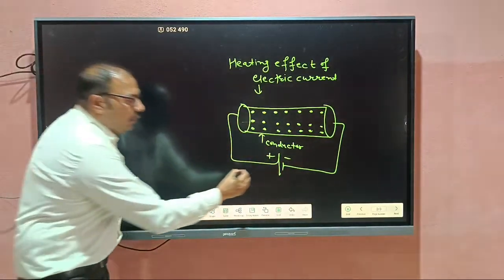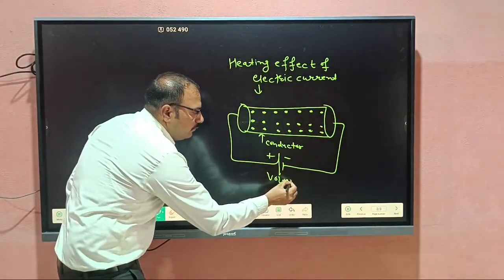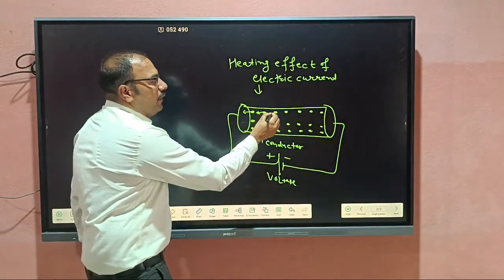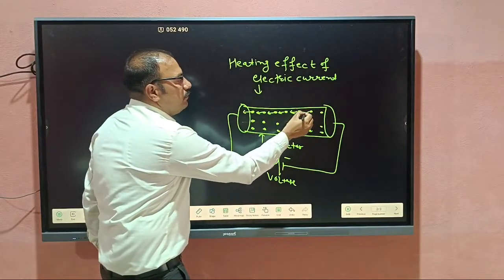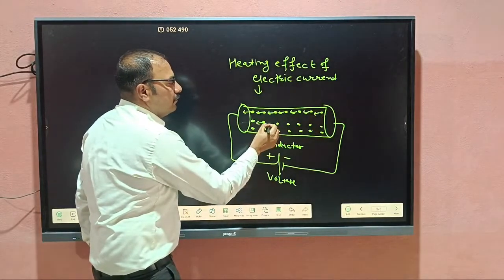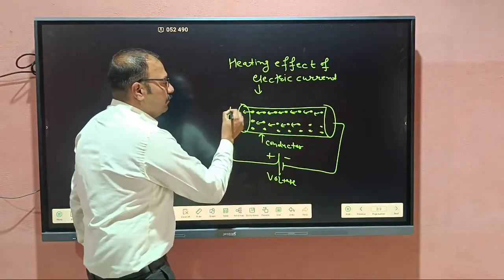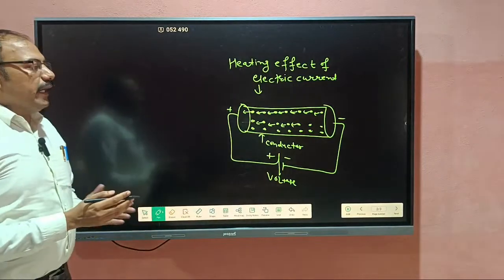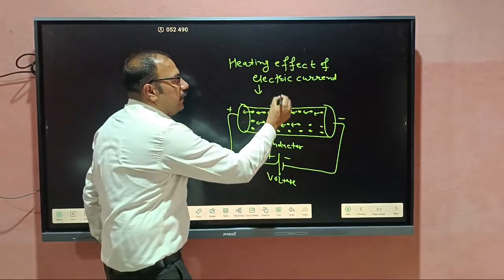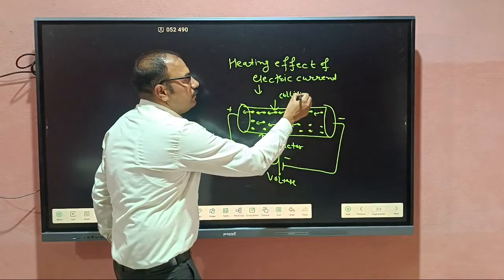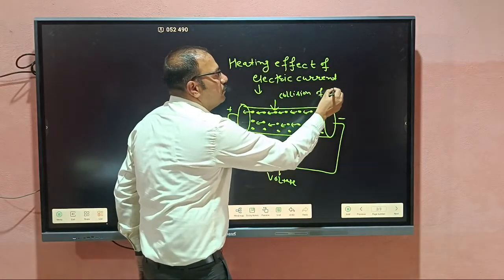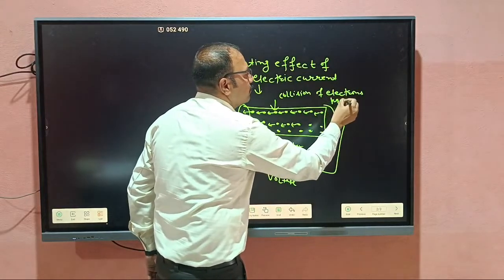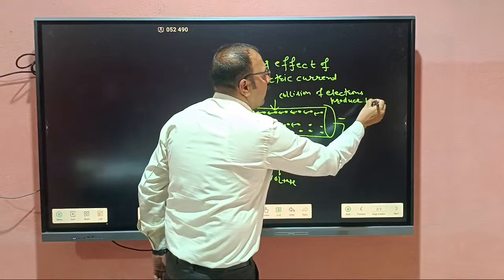So when we apply voltage here, what happens? These electrons are accelerated toward the positive end. During the motion of electrons, they collide and produce heat. So what is here? Collision of electrons produces the heating effect.